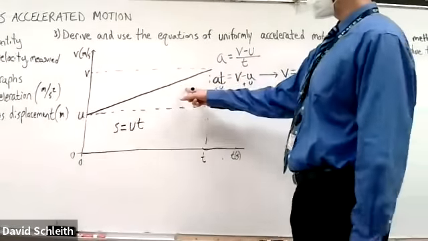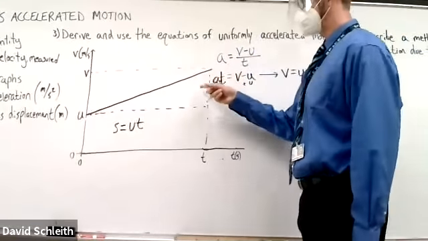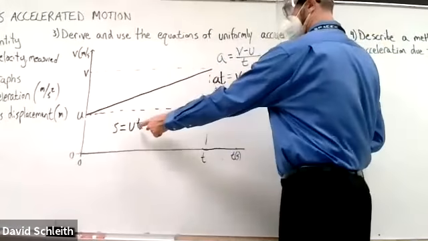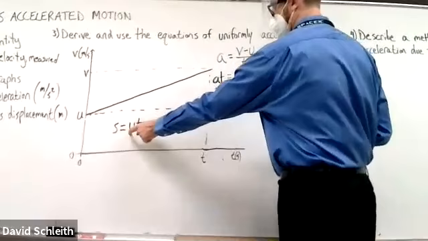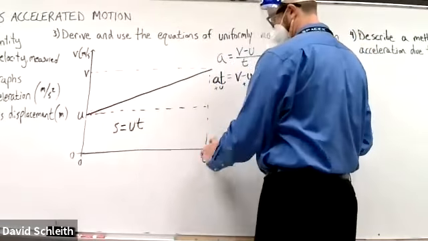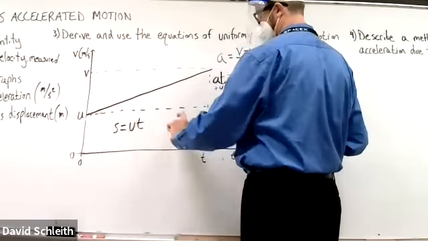But how about this piece? If we are accelerating, we're going to cover some more ground. We're going to cover even more displacement than if we just stayed at that constant velocity. And so we need to add in this ut, right? The initial velocity times time, so just length times width, the area of this rectangle.